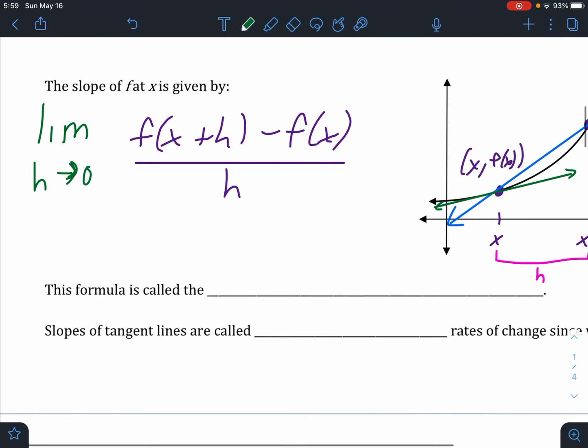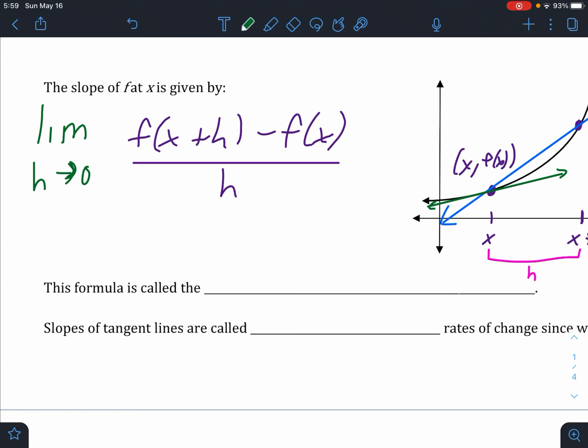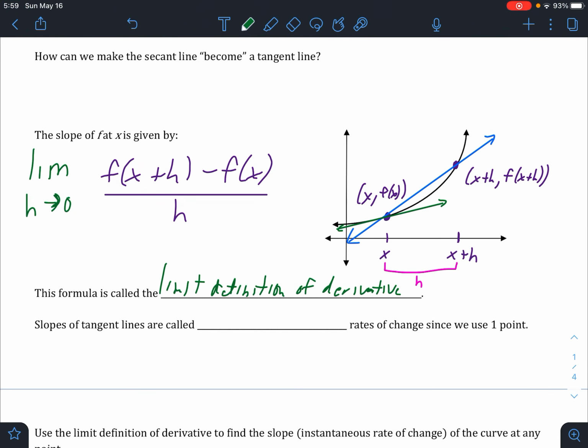This formula, which is the basis of half of Calculus 1, the first half of Calculus 1, is called the limit definition of derivative. What's a derivative? A derivative is the slope of a line at a point. Not slope of a line, the slope of a curve at a point. I guess it could be a line, but any function at a point.